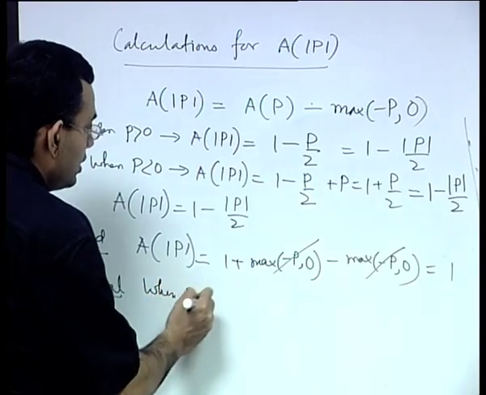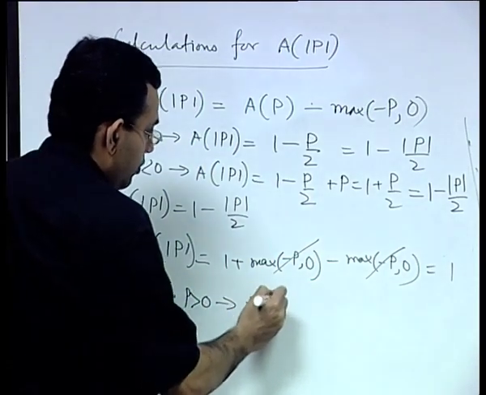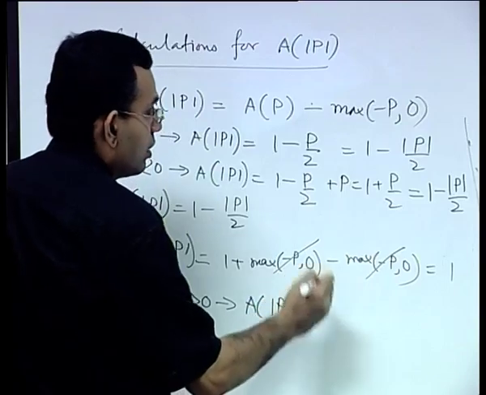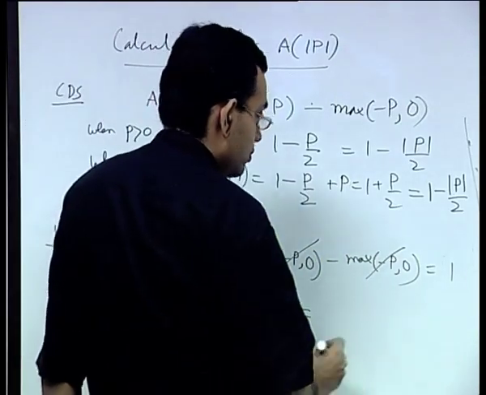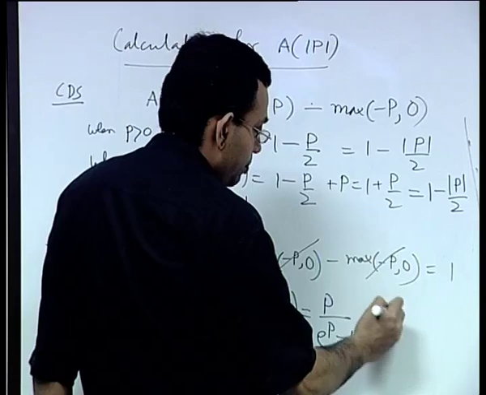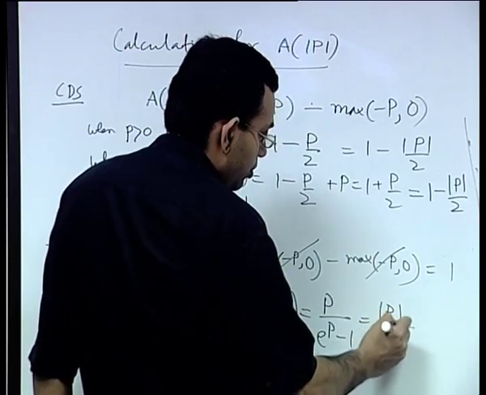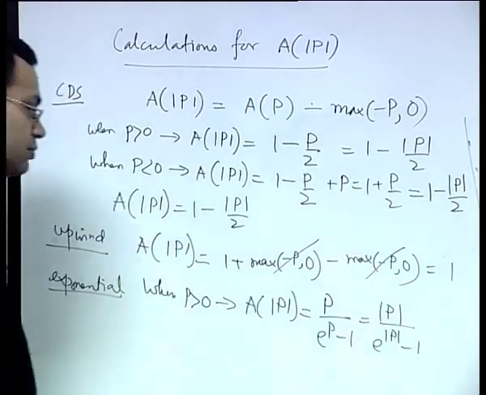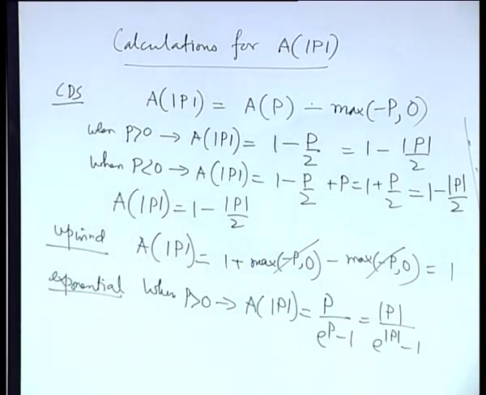When p greater than 0, A of mod p is equal to p by e to the power p minus 1. So, mod p by e to the power mod p minus 1, because mod p equal to p when p greater than 0.